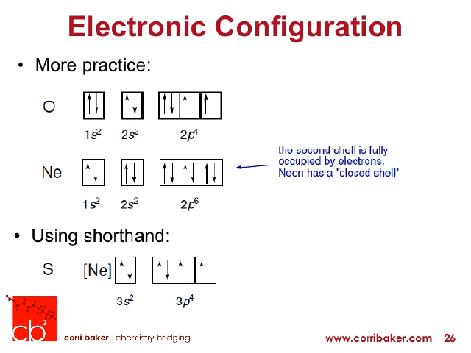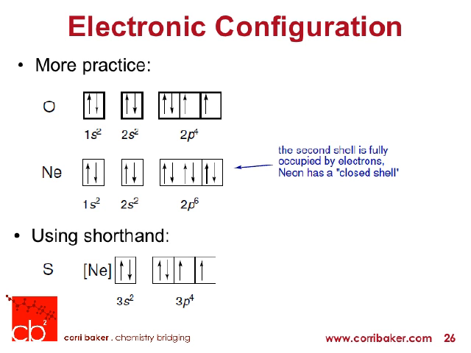So on slide 25, we've just got a little bit more practice, and you can see there for neon, which is in group 18, it's on the far right of the periodic table, we have all of the second shell being fully occupied by electrons, and that's what we call a closed shell, or a full outer shell.